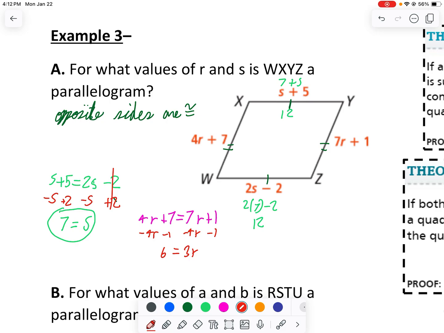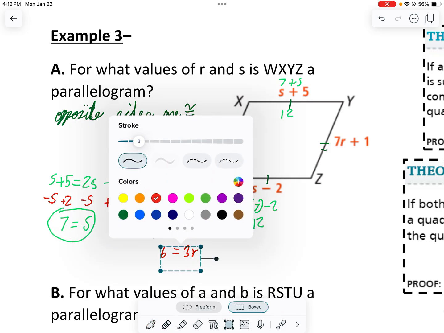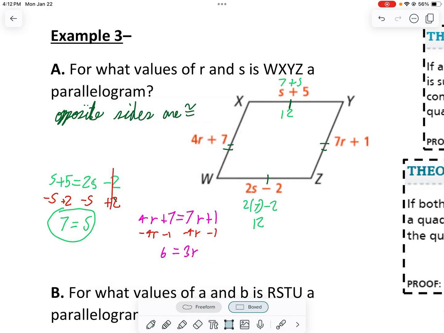Let me actually change the color of this real quick to be pink. There we go. All right, so what do we do next? Well, we've got to get rid of that 3, so we divide both sides by 3, and we end up with r is equal to 2. So we get 2 is equal to r there. Plug that in.